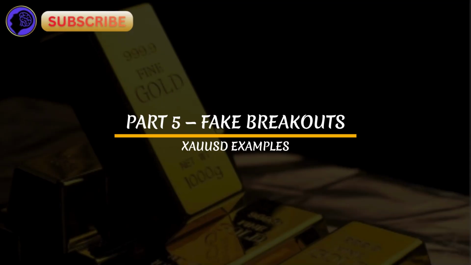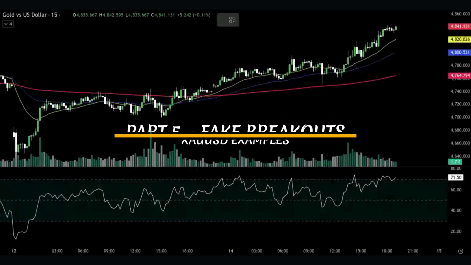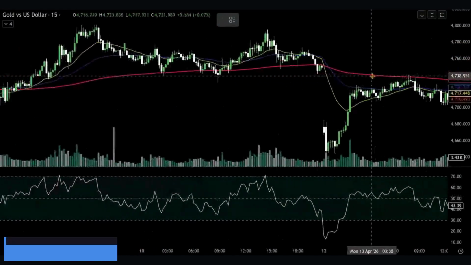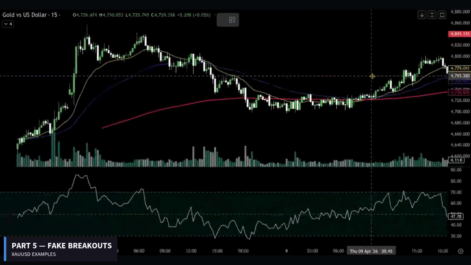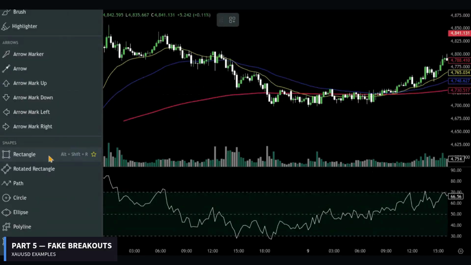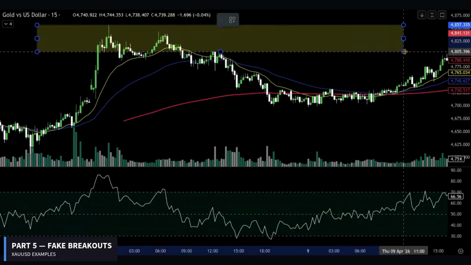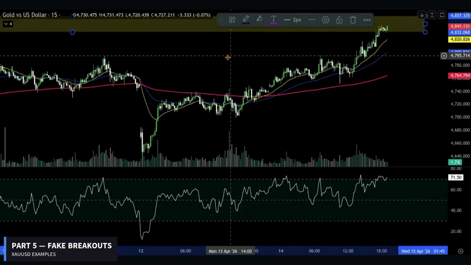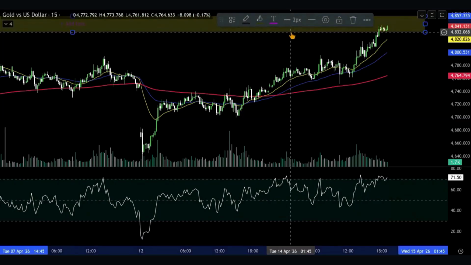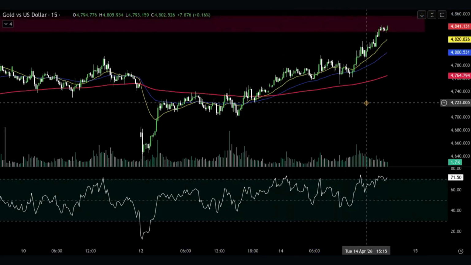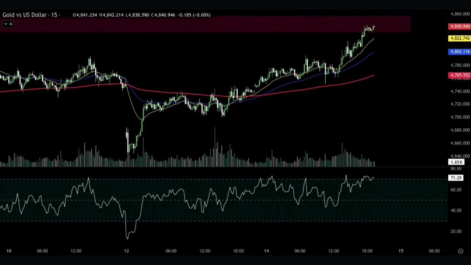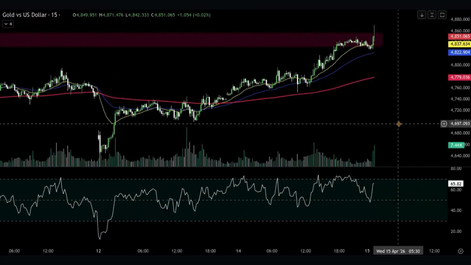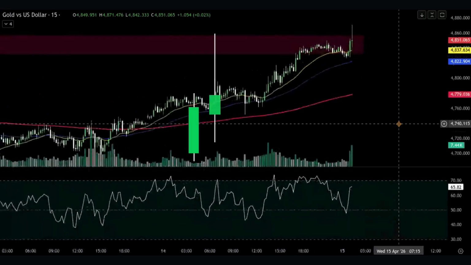Part 5. Fake breakouts. Now this part is very important. Most traders trust obvious breakouts too quickly. But XAUUSD creates fake breakouts constantly. Look at this resistance level carefully. Clean structure. Very obvious breakout area. Now watch what the market does. Price breaks above the highs. Momentum looks strong. Everything appears bullish. Many traders buy emotionally here.